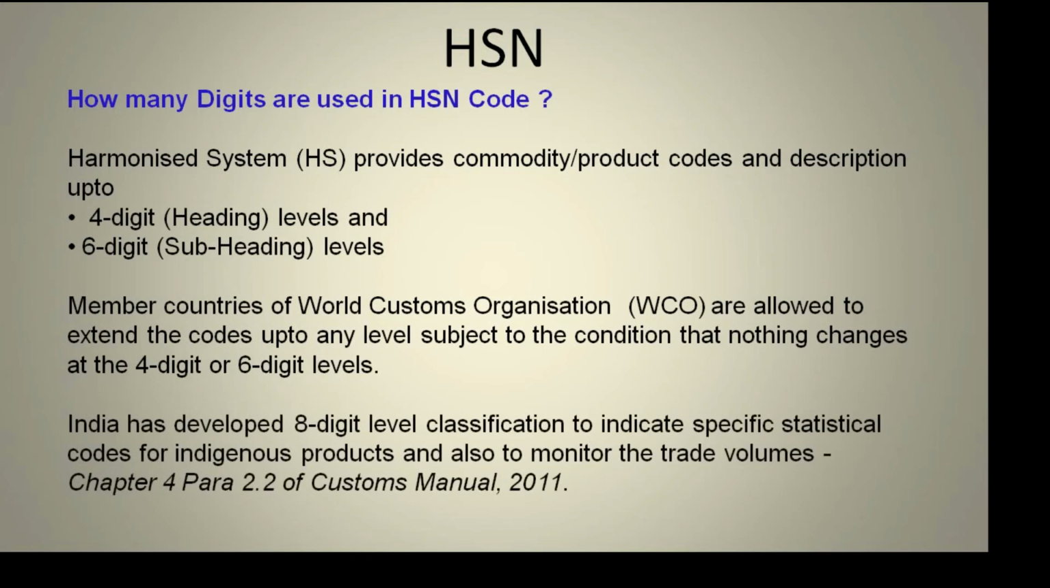India has developed an 8-digit level classification to indicate specific statistical codes for indigenous products and also to monitor the trade volumes, as per chapter 4 para 2.2 of the Custom Manual 2011.